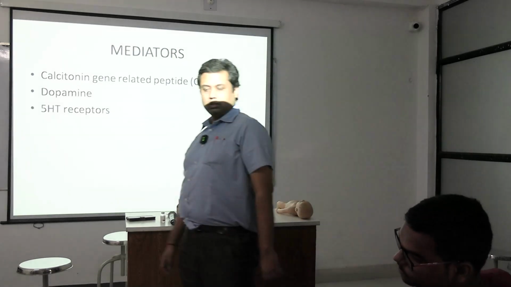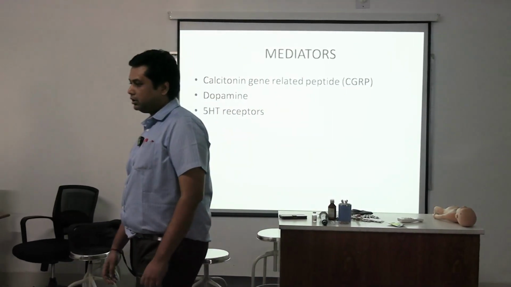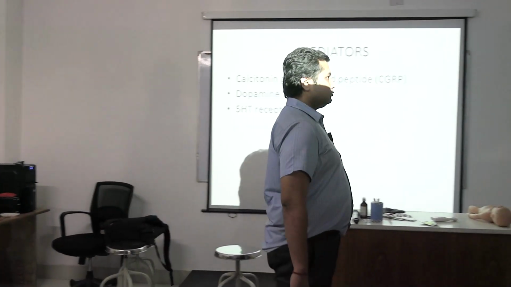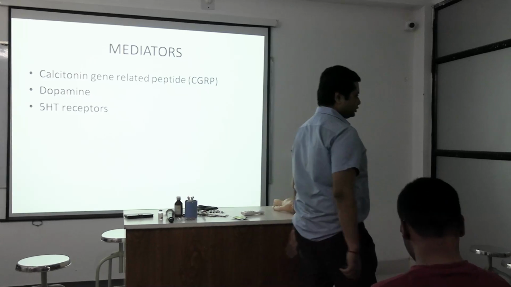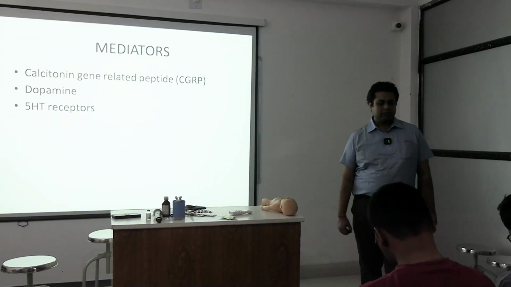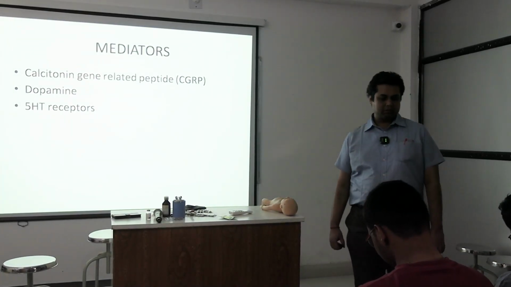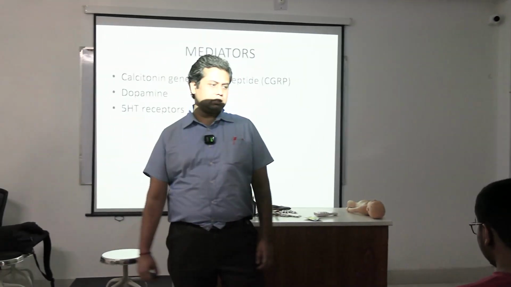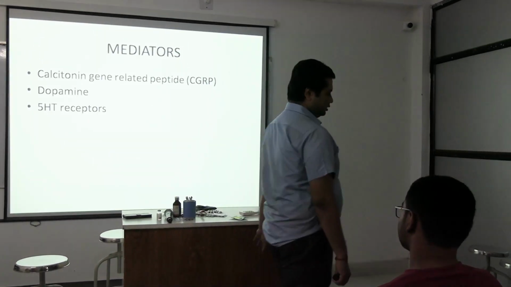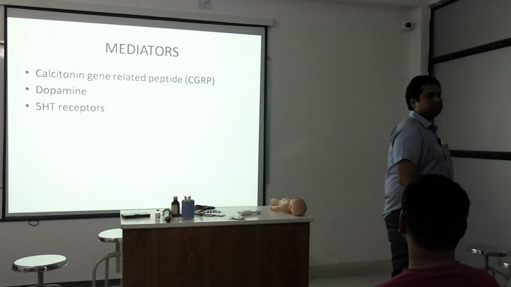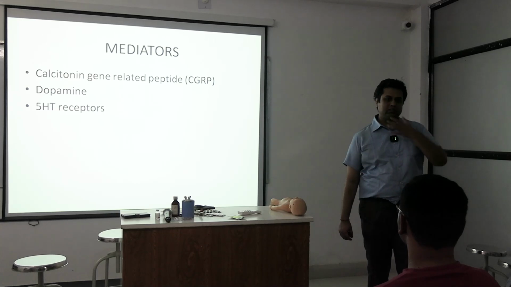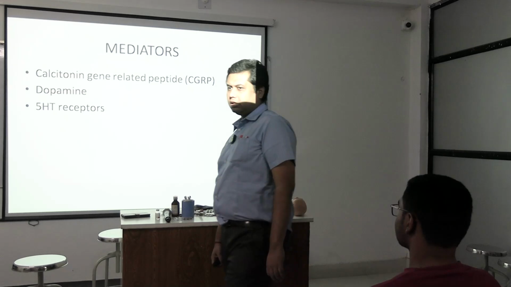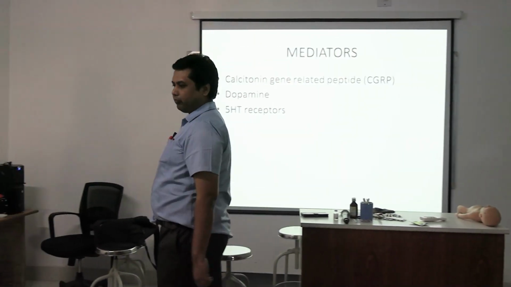There may be other inflammatory mediators like substance P. There may be prostaglandin derivatives that may produce this migraine. Then dopamine receptors are supposed to be involved in it. Nobody actually knows what causes migraine, there are various postulates. Then 5-HT receptors, important for our pharmacological view.